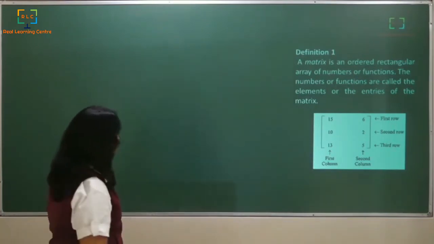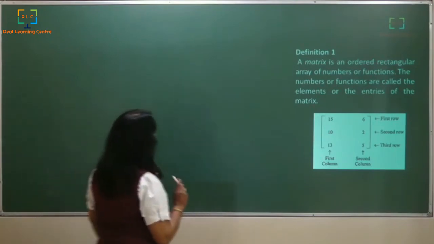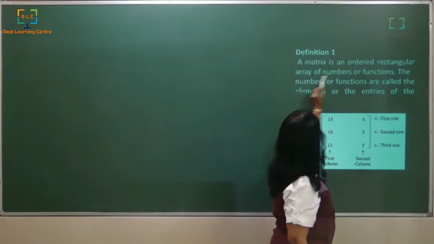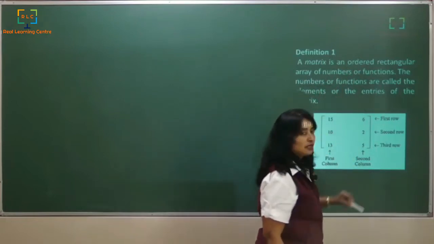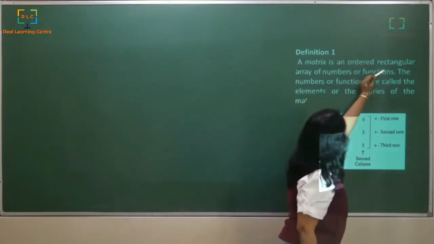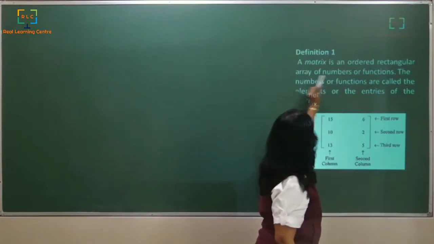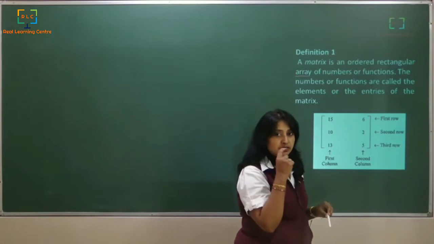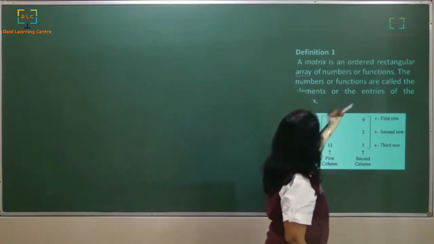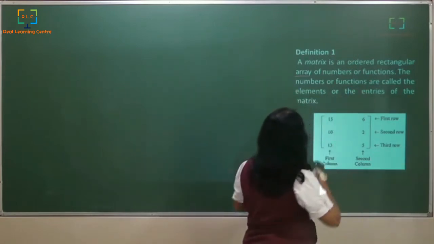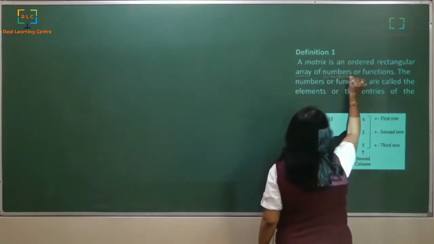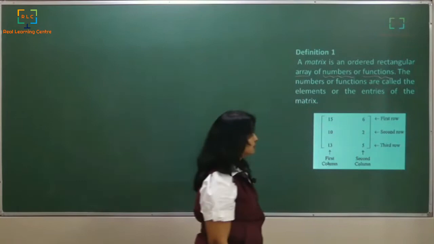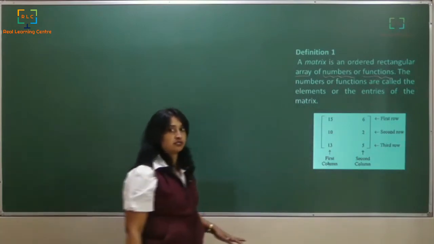We'll go to matrix. What exactly is a matrix? A matrix, as defined here, is an ordered rectangular array of numbers. What do you mean by array? An array is the arranged elements in terms of rows and columns. Arranged is also important. It may be numbers or it may be any kind of functions. The numbers or the functions are called the elements of the matrix.